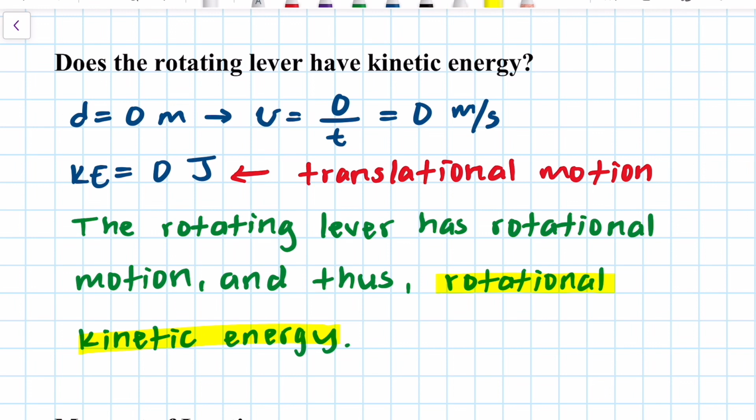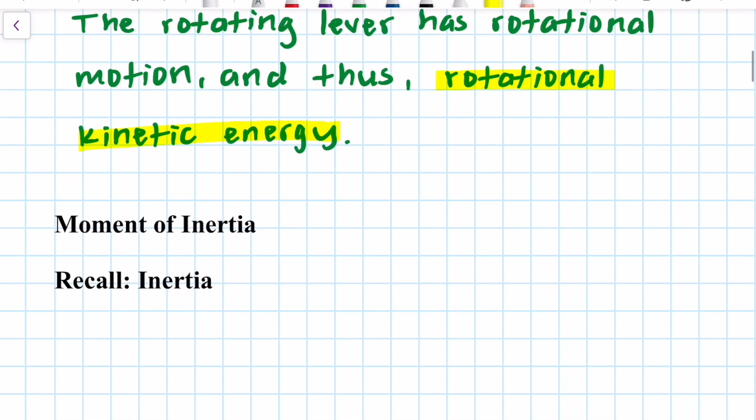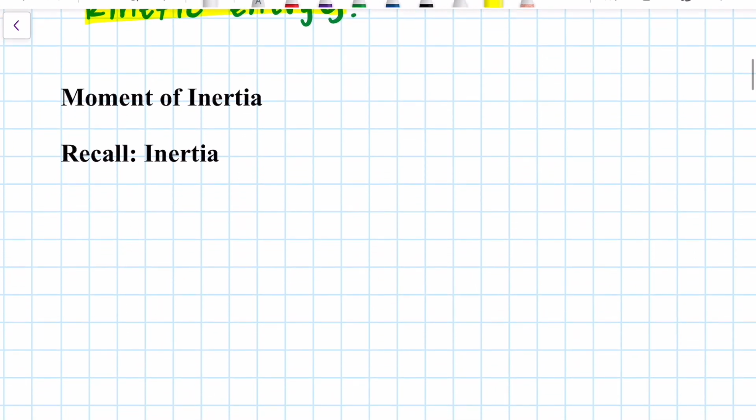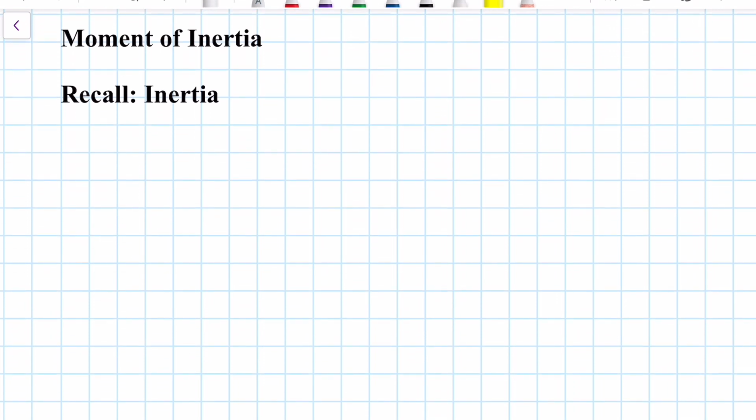Before we compare those two energies, rotational and translational kinetic energy, let's go back to inertia. Because in order to define rotational kinetic energy, we need to define moment of inertia. Let's start with inertia. We learned this like in October. So inertia is related to Newton's first law of motion. And then in class, we defined inertia as follows.